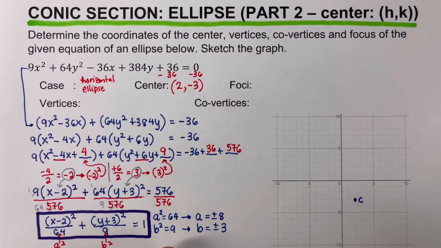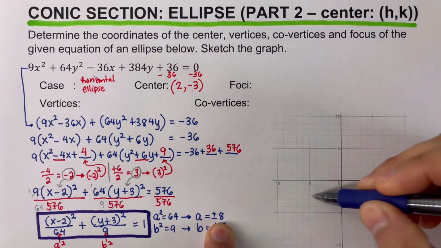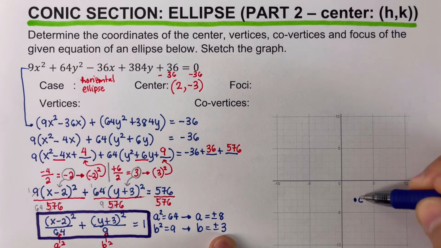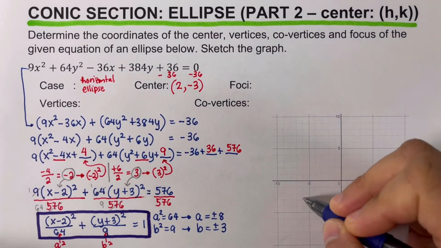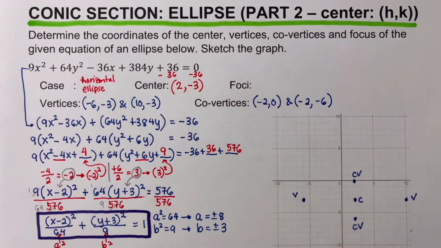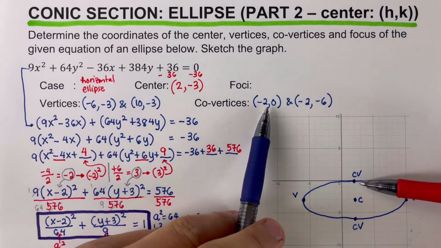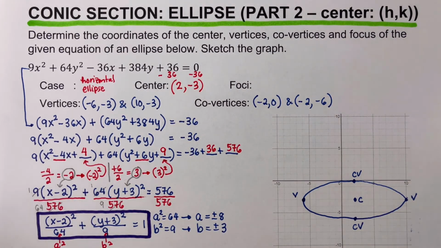Now, we remember that this is a horizontal ellipse. That means we go left and right 8 and 8 because, again, that's a horizontal ellipse. So we go 8 to the left and 8 to the right, and we are going to go up 3 and down 3. So I will put those dots here. Okay, so I've drawn the ellipse and determined the coordinates of the two vertices and the coordinates of the two co-vertices.